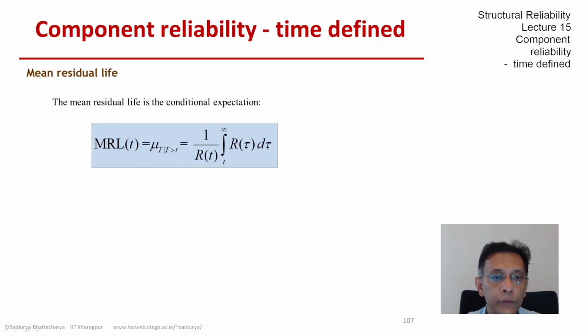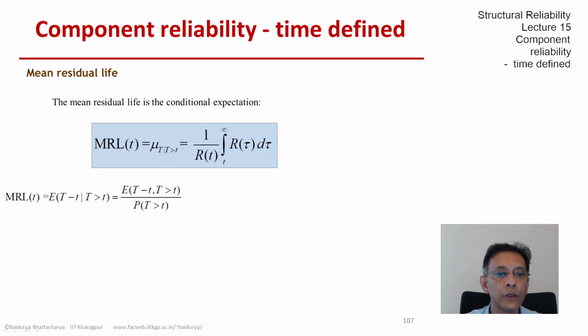and we have worked with conditional means before when we were discussing joint distributions and so on. By definition, we can show in a minute, we'll prove it, that this ends up being the area under the reliability curve from t onward, normalized by the reliability at t. So let's see if we can prove it.